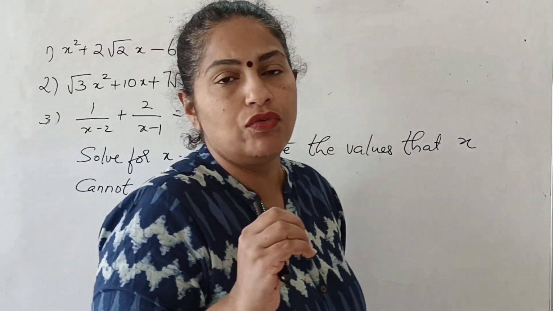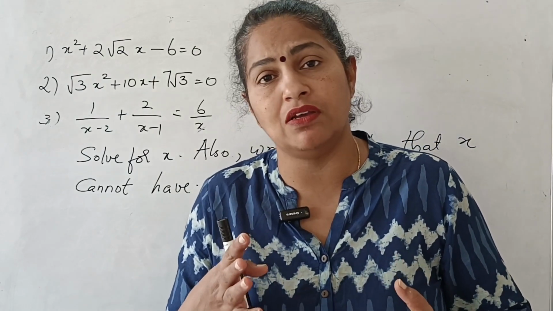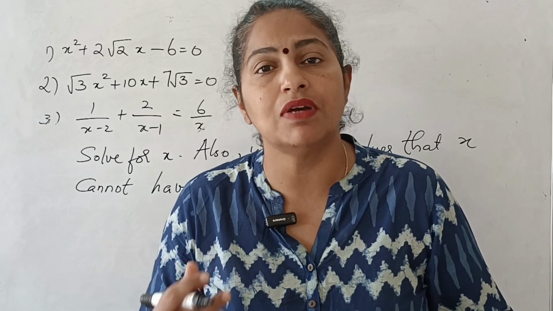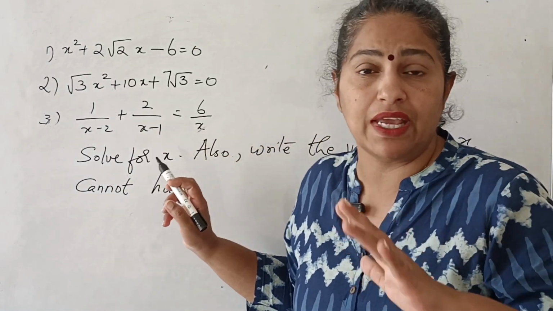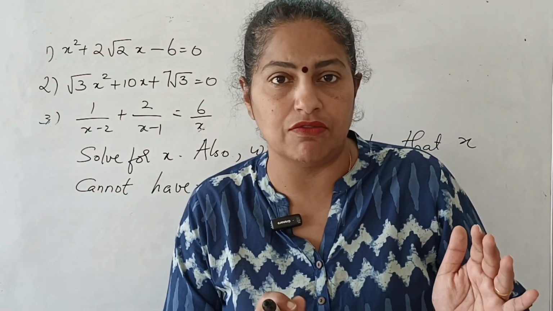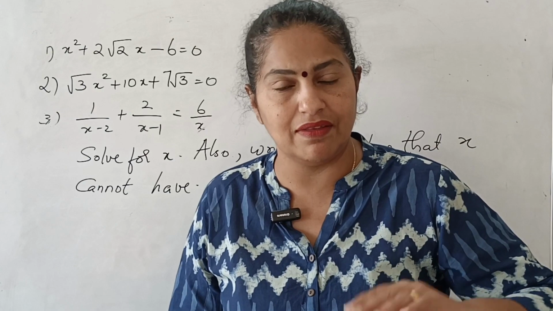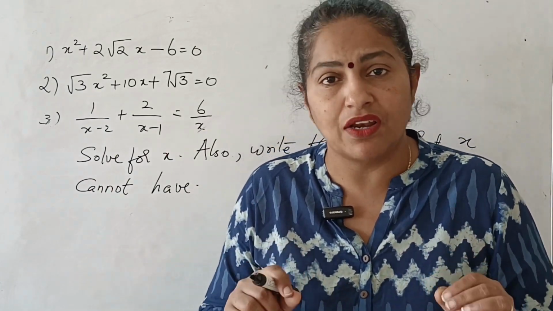So till now we were not particularly bothered about whether x can have all the values or x cannot have any values, because there was no denominator term containing x. But look at this particular equation. We have not yet transformed it into a quadratic equation. It will eventually transform into a quadratic equation once we take the LCM. But in this particular equation, which are the values that x cannot have?